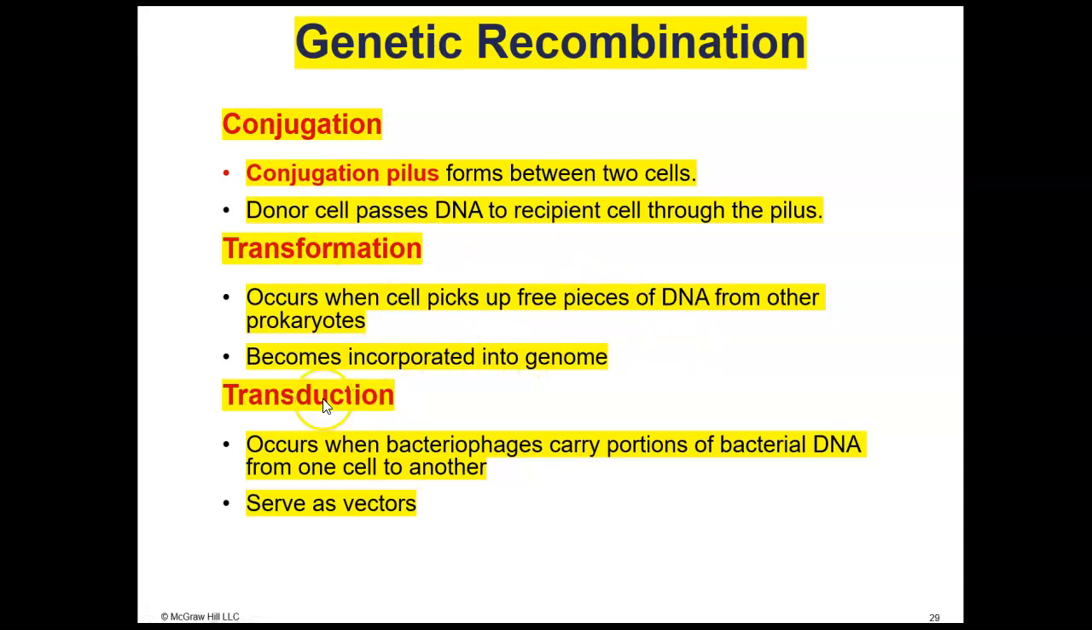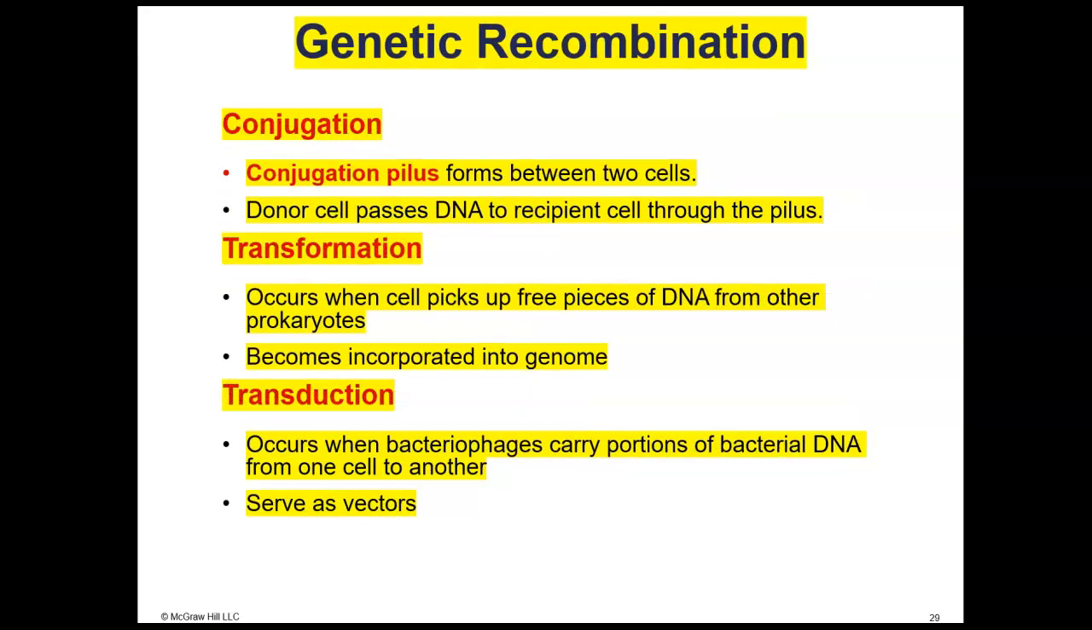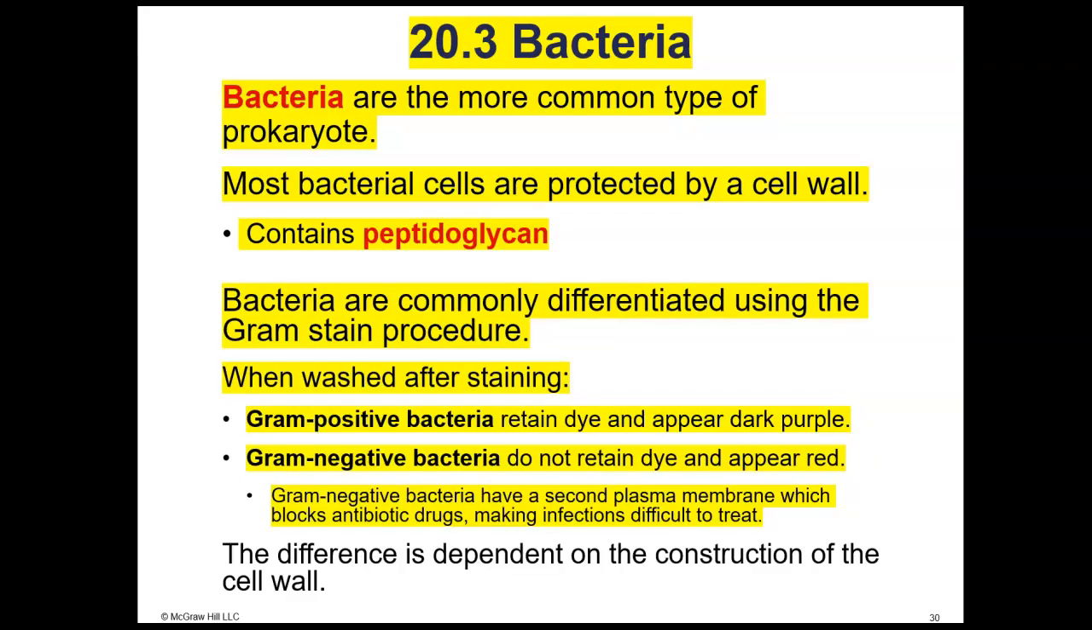Then we have transduction, and that is when bacteriophages, remember those are viruses that infect bacteria, actually carry portions of bacterial DNA from one cell to another, and in that way the viruses serve as vectors. So that's transduction. So conjugation involves a conjugation pilus, a donor cell, and a recipient cell. Transformation involves extra DNA in the environment, oftentimes in the form of dead bacteria. Transduction involves viruses. Now, section 20.3 on bacteria.